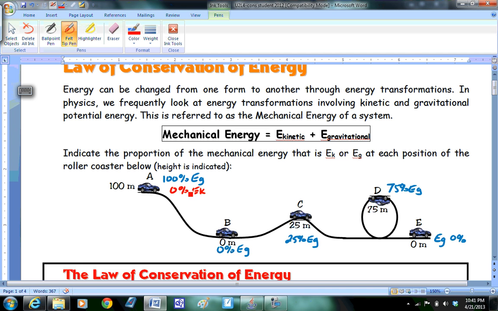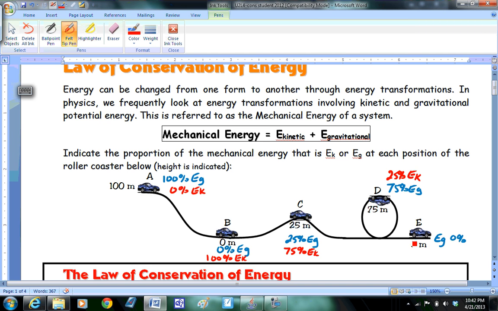So at the top, we have no Ek, it's all Eg. And at the bottom of the hill, all of the energy has now been transferred into Ek. The vehicle is going to be moving. Here, when we're 25% up the hill, it's 25% the height of the original. The Ek is going to be 75%, and the Eg is 25%. Here, we have 75% of the energy is Eg. The other 25% is going to be Ek.